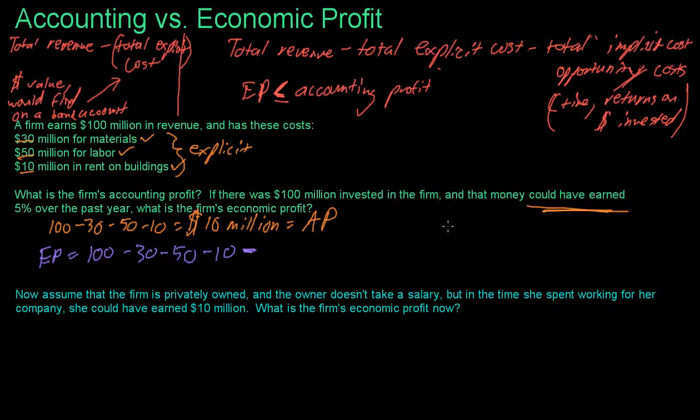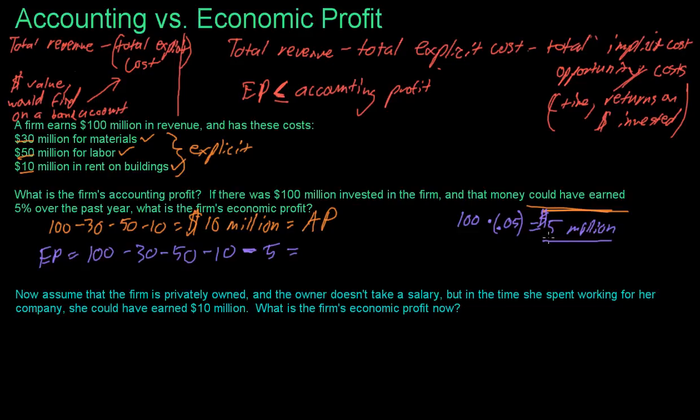So we had $100 million, and we could have earned 5%. So we could have earned 0.05 on that. So 100 times 0.05 is 5. So on that $100 million, we could have earned $5 million in interest. But instead, we invested in this company. And so we are going to get the profit from this company, but we have to take into consideration that we could have gotten $5 million somewhere else. So this is going to be minus an additional $5 million. And that's going to give us our economic profit.